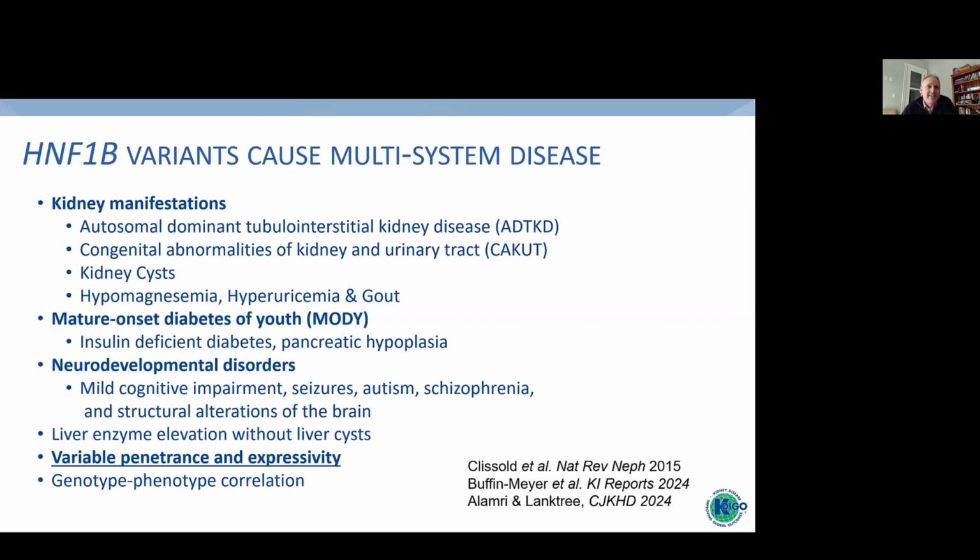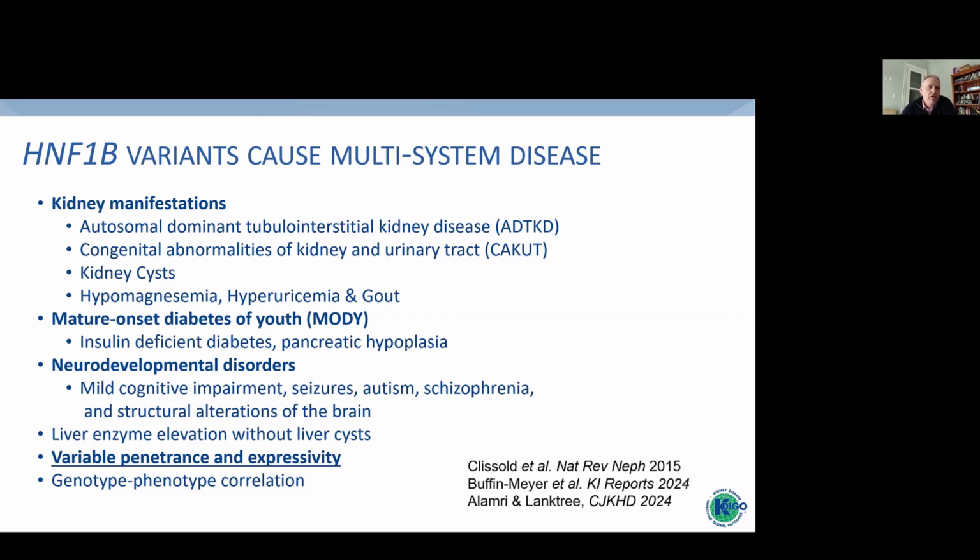Hypomagnesemia, hyperuricemia, and gout may be present, as well as maturity onset diabetes of the young, or so-called MODY, which is an insulin-deficient diabetes that's associated with pancreatic hypoplasia, as well as exocrine dysfunction of the pancreas. Additionally, there's a report of an association of neurodevelopmental disorders, particularly with whole gene deletions of HNF1 beta, which may present with mild cognitive impairment, seizures, autism, schizophrenia, and structural abnormalities of the brain. There may be a liver enzyme elevation, though liver cysts are not frequently reported.